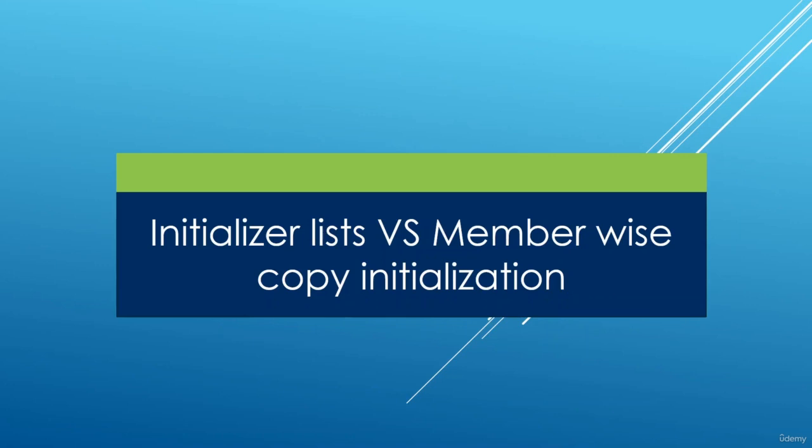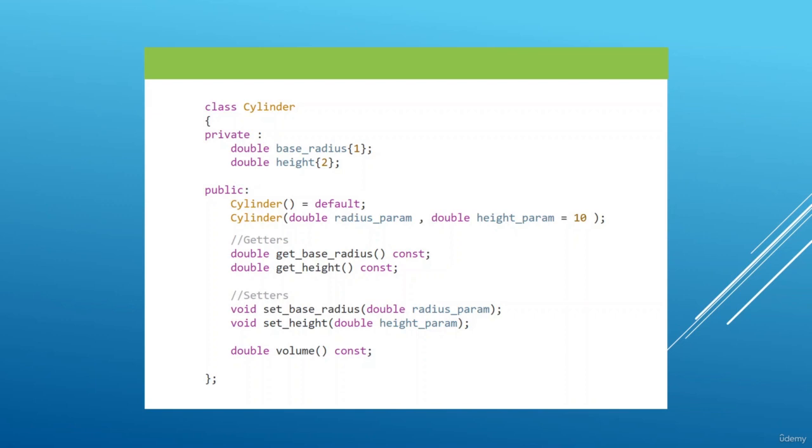In this lecture, we're going to compare two ways we have to initialize data in our constructors. We know about initializer lists in our constructors, but we also can do the same using member-wise copy initialization. Here is the class we're going to be using, the cylinder class we have grown to know and love. And we're going to see how we can use these two syntaxes.